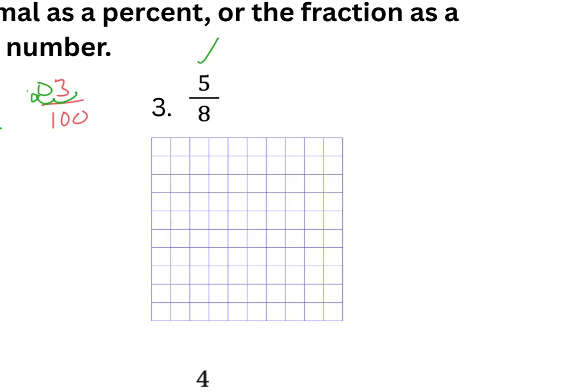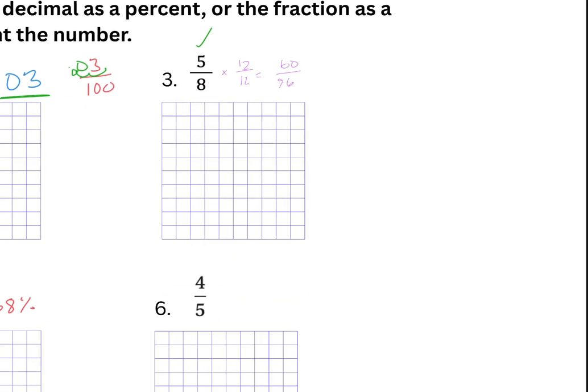Like if you multiply this by 12 over 12, you're going to get 60 over 96. You're just not going to get close to 100. Now, if you choose to give up and be like, okay, well, I'm just going to fill in 60. Okay, well, don't give up, dude, because here's what you're supposed to do.